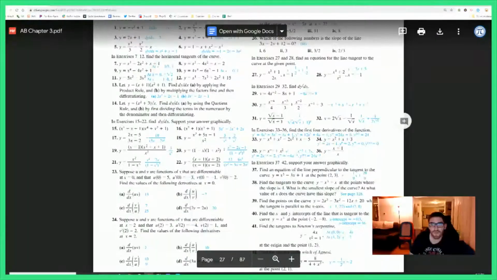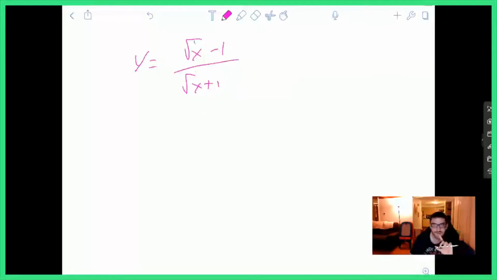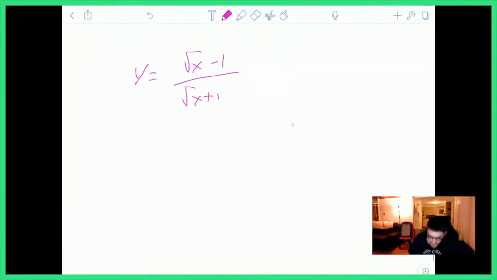Okay. Let's do it. So it says y equals root x minus 1 over root x plus 1. We don't need the calculator anymore. In order to solve this problem, I think the easiest way to do it is to translate these radicals into rational exponents. So I'm just going to call this x to the 1/2 power minus 1, over x to the 1/2 power plus 1. And I think that's a little bit easier to take the derivative of.